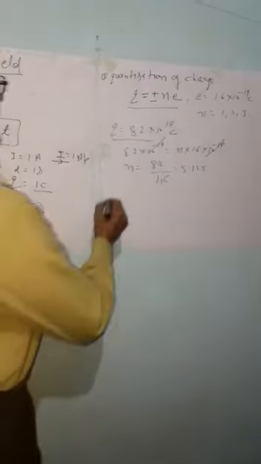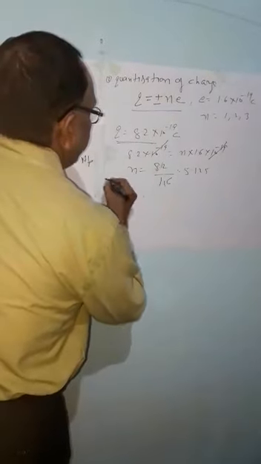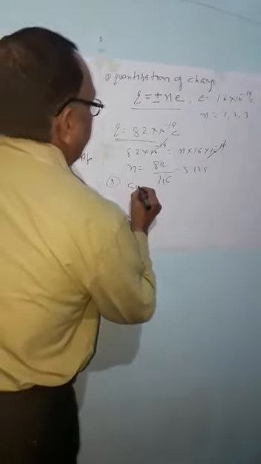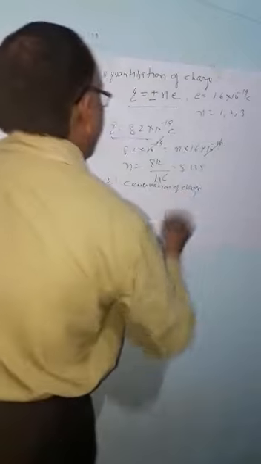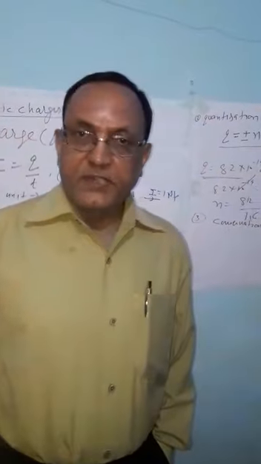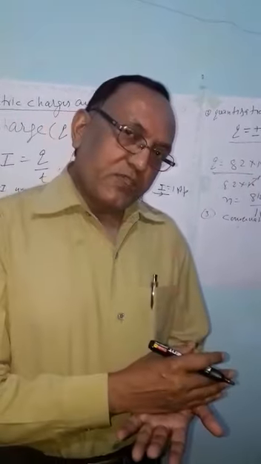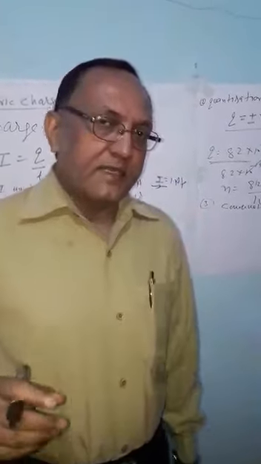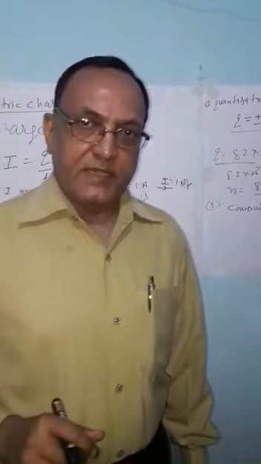Okay. Now see number 3 is conservation of charge. Conservation of charge means the statement is: charge cannot be created, cannot be destroyed. It is simply transferred from one object to another, such that the total amount of charge in an isolated system remains constant.